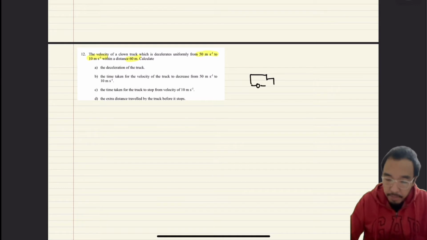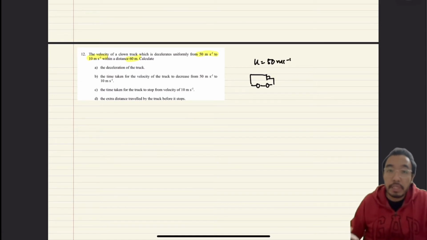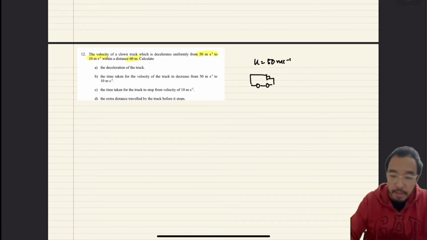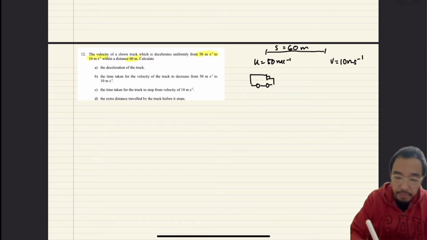here. I don't know what's the difference between a clown truck and a normal truck. Just draw it like this. Okay, it starts from U equals 50 meter per second. Again, like I told before, if you want to take out the information, make sure you write in terms of the appropriate symbol. Example here is the starting velocity, so you use the symbol U. Okay, the final velocity V equals 10 meter per second within a distance of 60 meter. So the distance 60 meter will be your S.